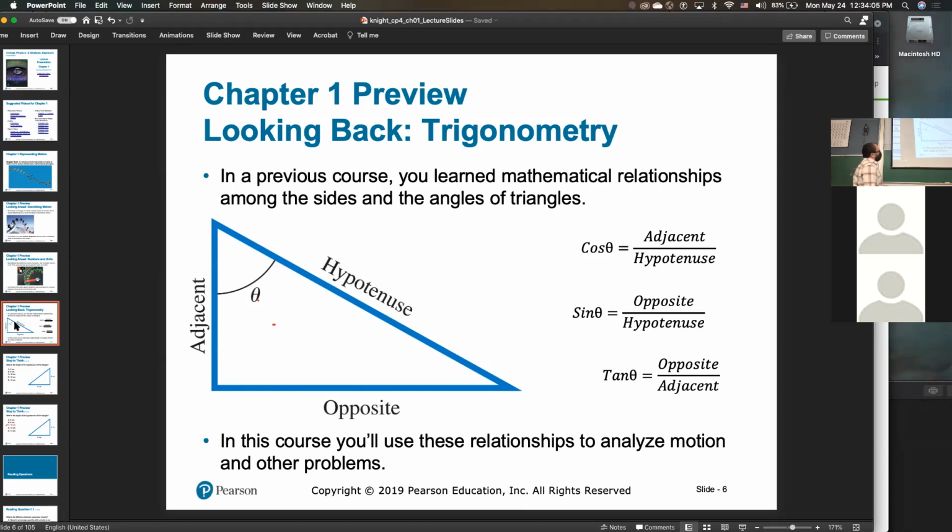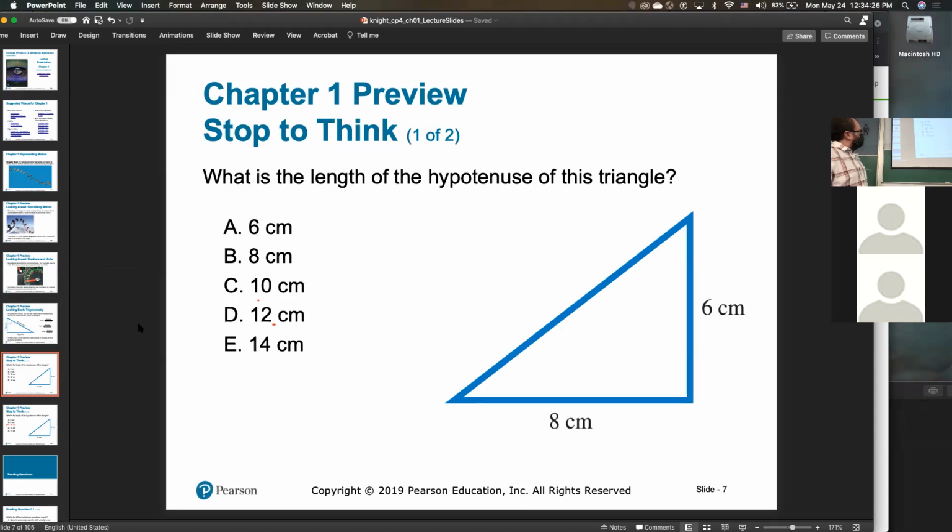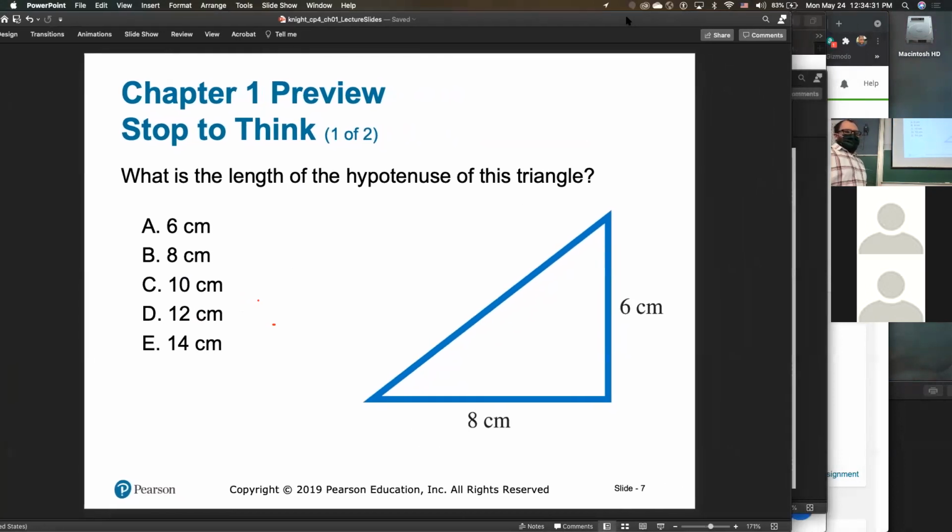Okay, so we're not going to do any calculus in here, but we will use these trig identities a lot, and we'll go over them again. And of course, we're also going to use the Pythagorean theorem, but we will continue to go through it. Okay, so let's do an example here. So please calculate this really quickly on your calculators. What is the length of the hypotenuse of my triangle?